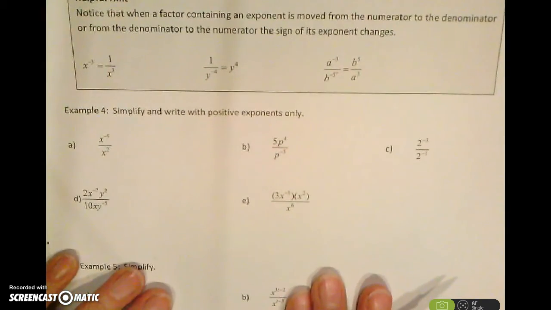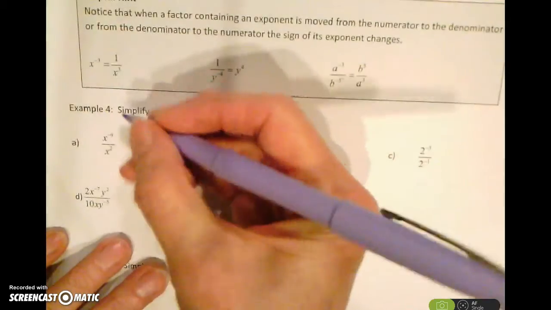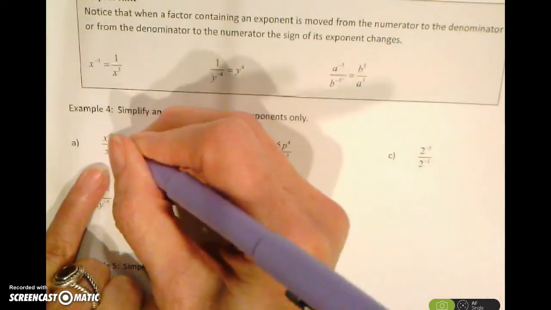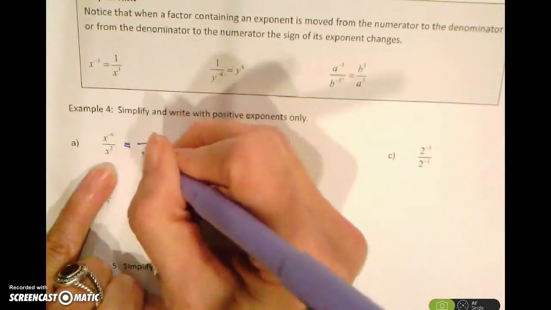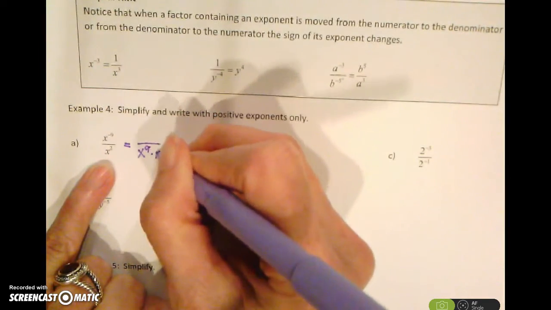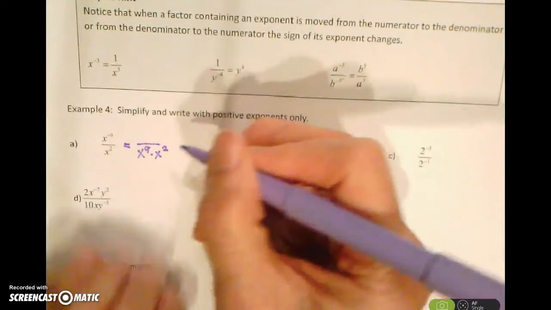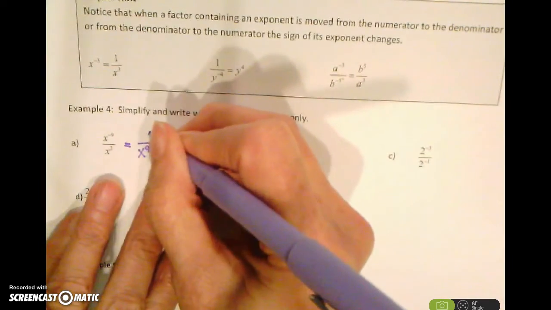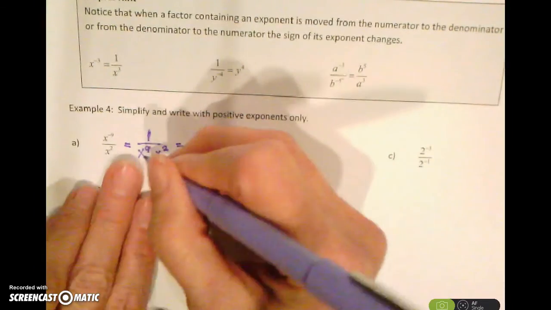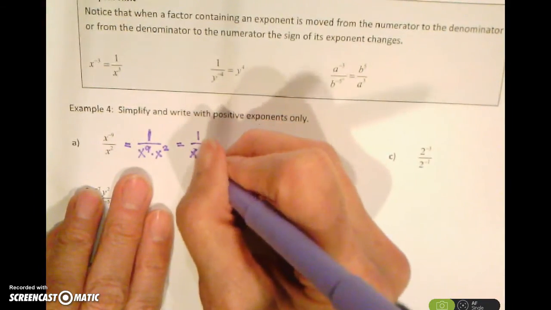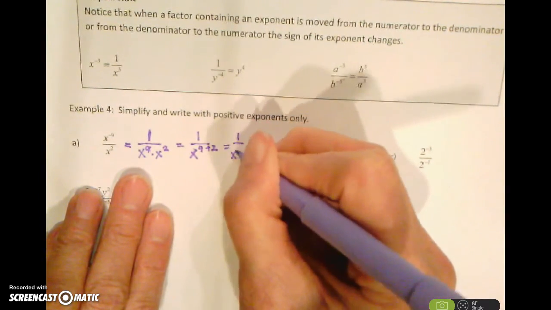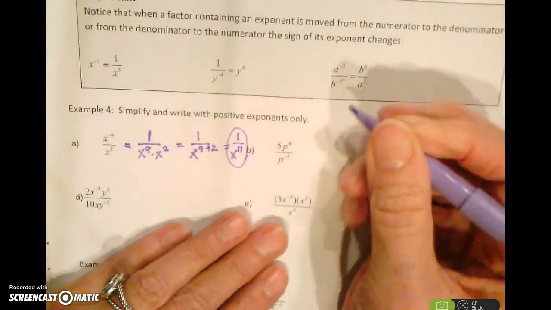All right, so example 4, simplify and write with positive exponents only. So let's think about that rule that we had. Here I have a negative exponent, so it's going to need to move to the denominator as x to the 9th. And my x squared is still down there, so these are actually multiplied, and it's in the denominator. I've got to have something in the numerator, so that's a 1. Now I've got these two multiplied, so it's going to be x to the 9 plus 2 in there, and that's going to be 1 over x to the 11th.